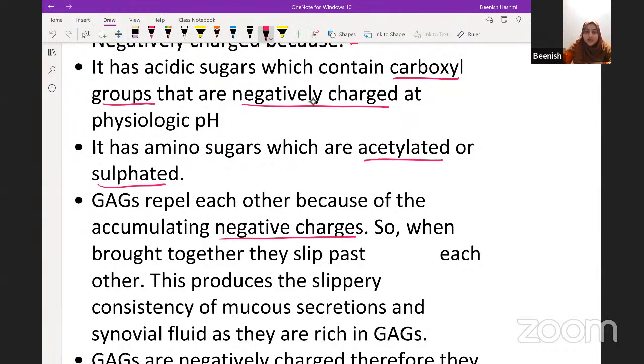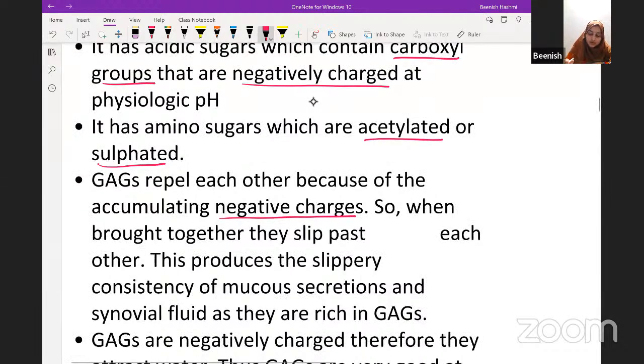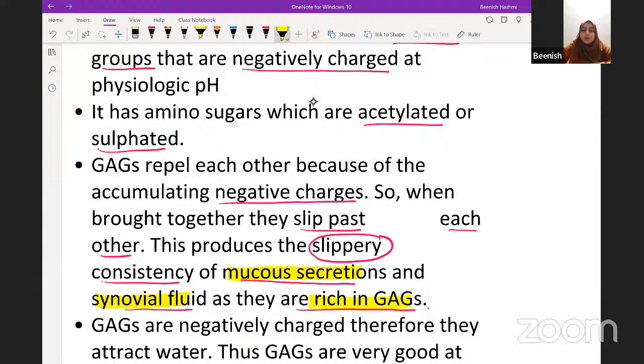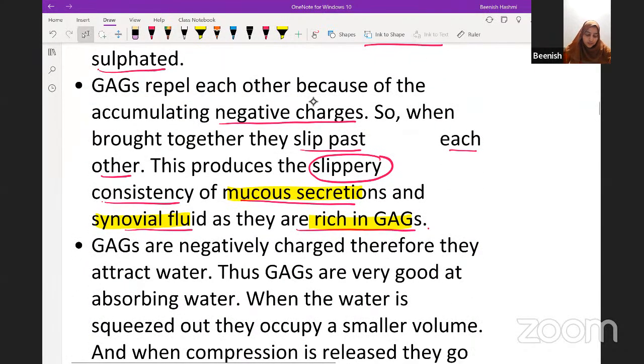Just like the poles of a magnet, that is the like poles repel, the negative charges repel each other. So when there are a lot of negative charges in GAGs, there will be repulsion. So they slip past each other when brought together. This gives it the slippery consistency of mucus secretions and synovial fluid as they are rich in GAGs. So we all know that mucus is very slippery. The reason being that they are very rich in GAGs, and GAGs being negatively charged, the charges repel each other when they are brought close to each other.